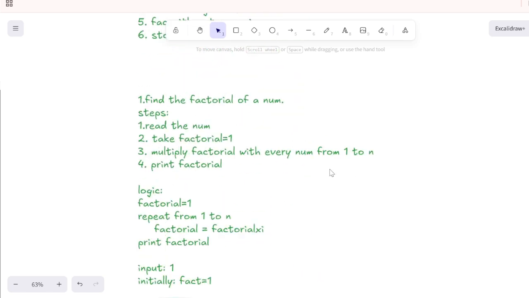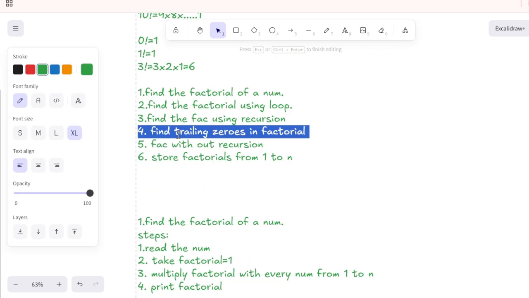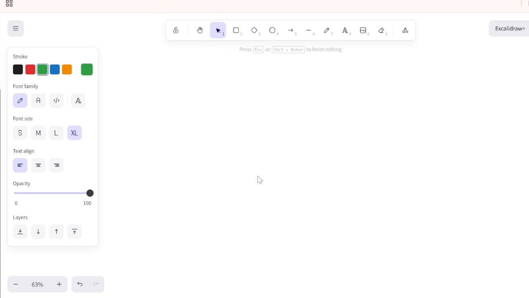Next question: find the trailing zeros in factorial. Generally, trailing zeros are nothing but the zeros at the end of the factorial. For example, 5 factorial is equal to 120, so we have one zero here at the ending. So we could say one trailing zero is present.